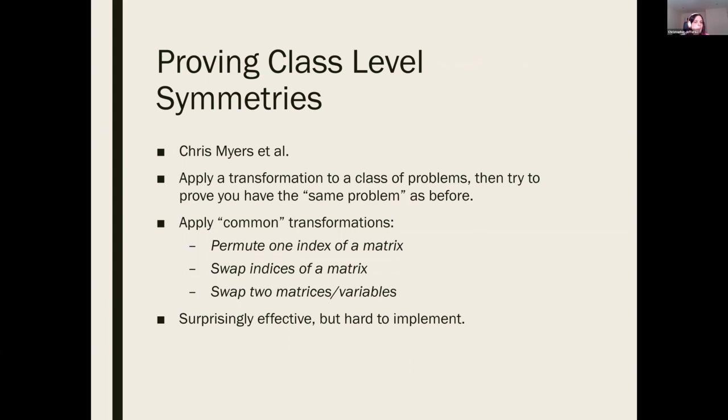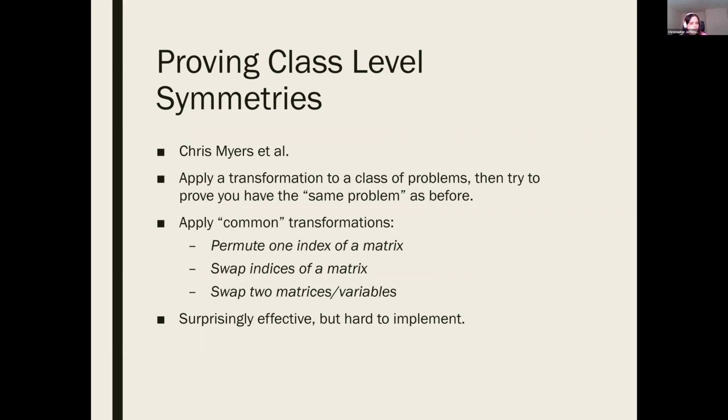So there is work by Chris Mears et al., where the idea is you take your Minizinc problem and apply some transformation to it. So maybe there's some matrix and you swap the indices, or you swap two values in the domain of one of the indices of one of the matrices, or swap two variables. Then you try very hard to take this new problem and prove it's the same as the problem you started with, which means you found a symmetry.